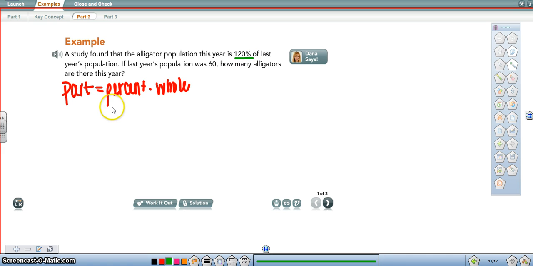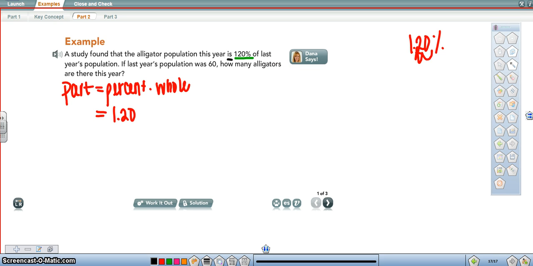We have our percent. We can either write it as a fraction or as a decimal. I'm going to go ahead and just write it as a decimal. That's what most students prefer. We always move the decimal place twice to get the decimal version of our percent. So 1.20.